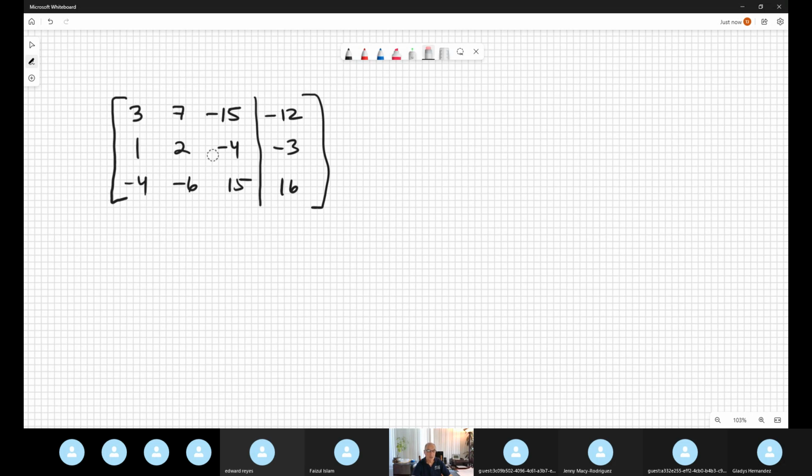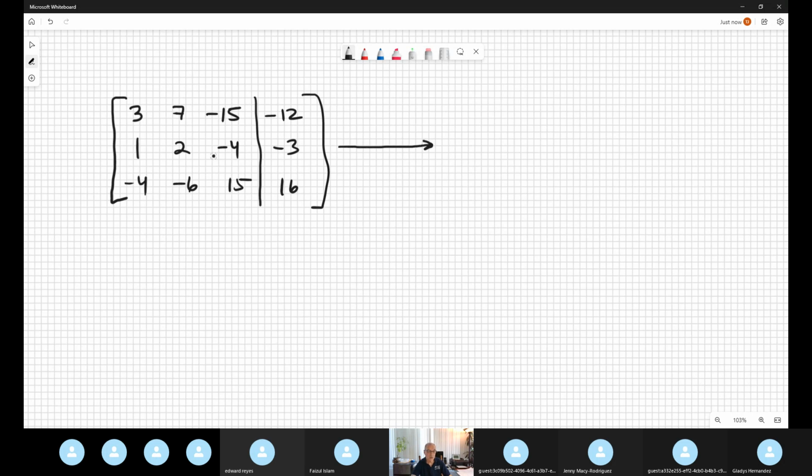Now I propose, well, you could divide it by 3 maybe, but if you divide it by 3 you complicate your life. If you divide the entire row 1 by 3, 3 divided by 3 is 1, nice, but 7 over 3 is a fraction. No good. So we can take advantage.